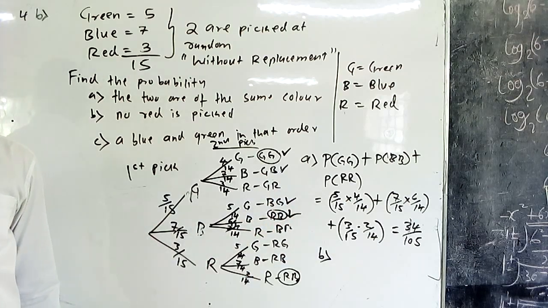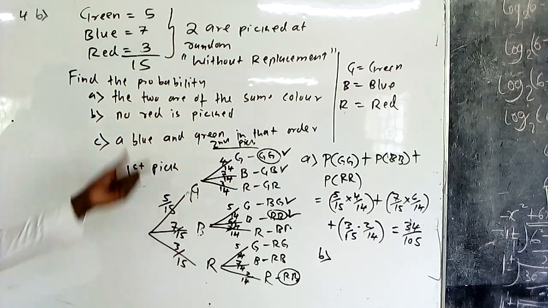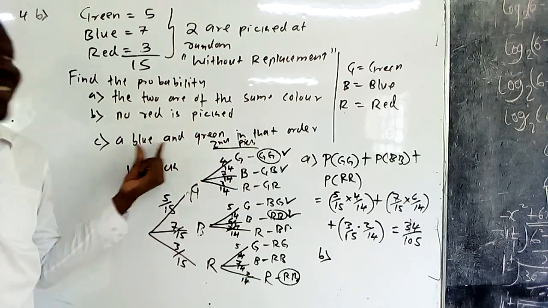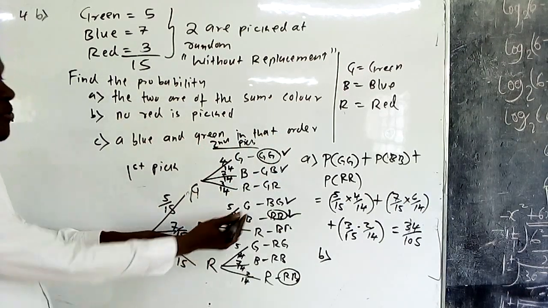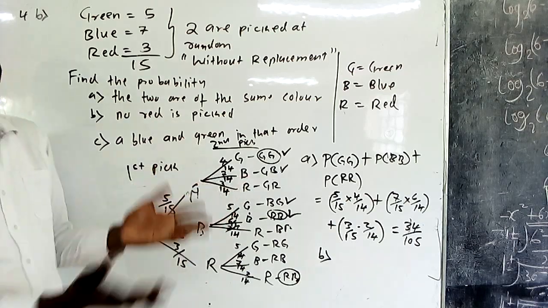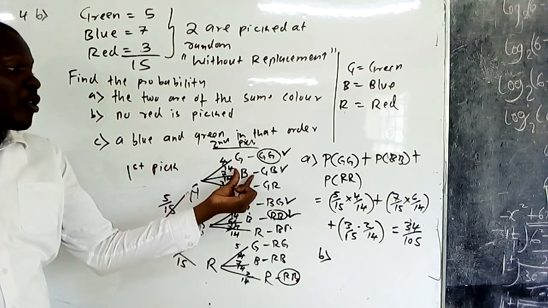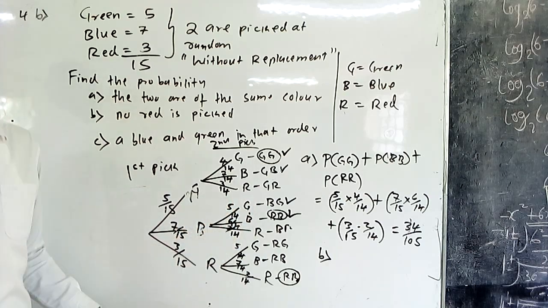Are we together? Then the third one, a blue and a green in that order. Meaning the first one must be a blue, then the next one is a green. So it means blue must come first, followed by green. Are you seeing? Not green, then blue. Can it be green followed by blue? It's a green and a blue. Can it be a blue followed by green? That is a green and a blue. But they don't want that.